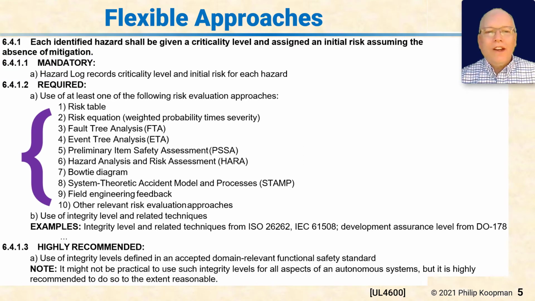There are a number of techniques, risk tables and fault trees and event trees and bow tie diagrams and using STAMP, or number 10, other relevant risk evaluation approaches. You can do whatever makes sense, and you might do more than one of these. You might do some combination of these. Doesn't really matter as long as you did something. But what does matter, what is mandatory, is you have to have a written list of hazards in the end. So much of the standard allows considerable flexibility in the technical approach, but gives you examples of the types of things that you might want to do to be responsive to the standard.